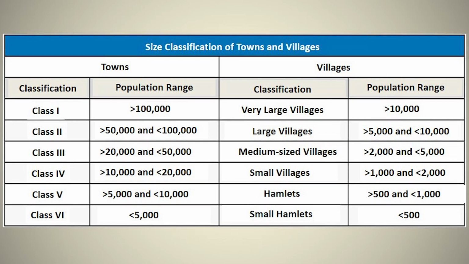The population is more than nearly 1 lakh and the population range is greater than 10,000. A large village will be a class 2 where it is greater than 50,000 and less than 1 lakh. Medium sized villages will be class 3 and they are greater than 20,000 and less than 50,000. Small villages are class 4 where it is greater than 10,000 and less than 20,000. Hamlets we call class 5, greater than 5,000 and less than 10,000. Small hamlets are class 6 where it is less than 5,000.